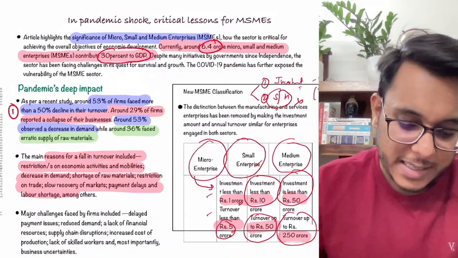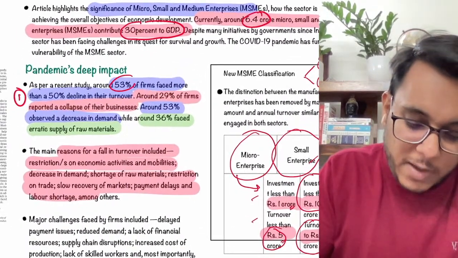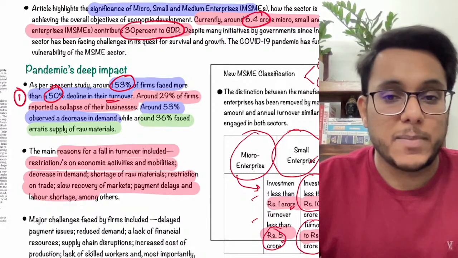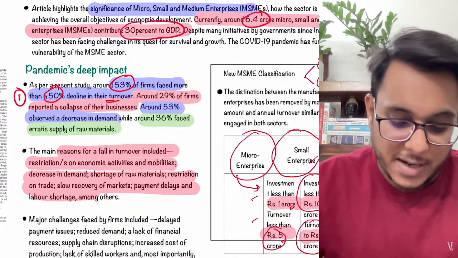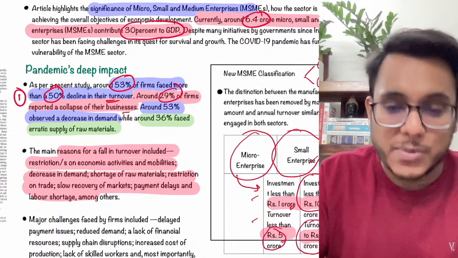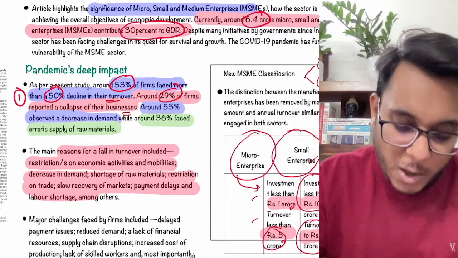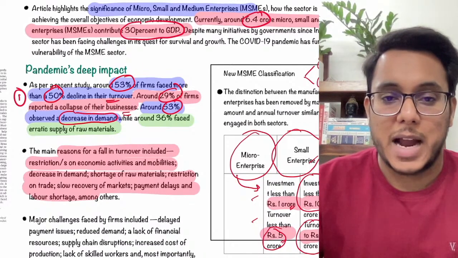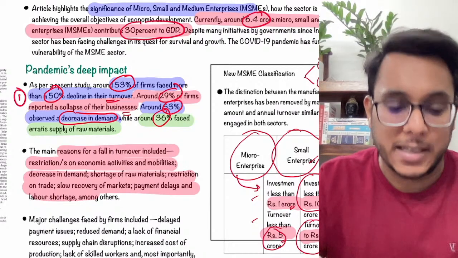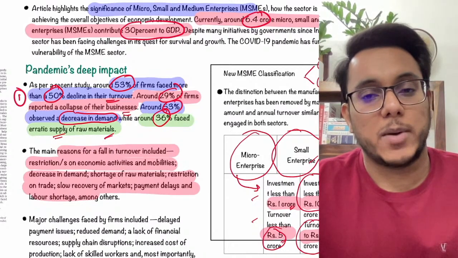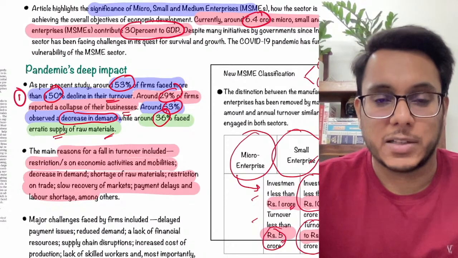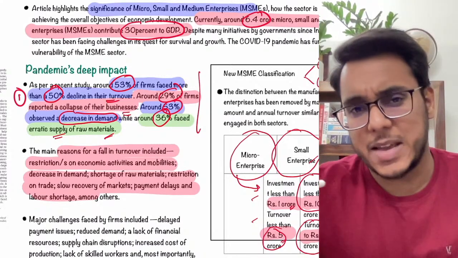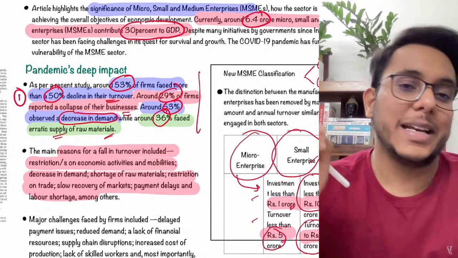So number one, it has been provided that 53% of the firms, because of this pandemic, faced more than 50% decline in their turnover. After that, 29% of the firms saw their business completely collapse. Then around 53% of the MSMEs observed a decrease in the demand for their products, and 36% of the MSMEs say that they saw an erratic supply of raw material, and because they were not able to receive the raw material, they were not able to go for further production. So these are the numbers showing the impact of the pandemic on the MSME sector. Very important data, you can note this down directly in your notebooks.